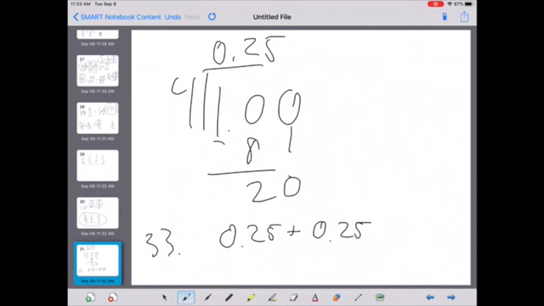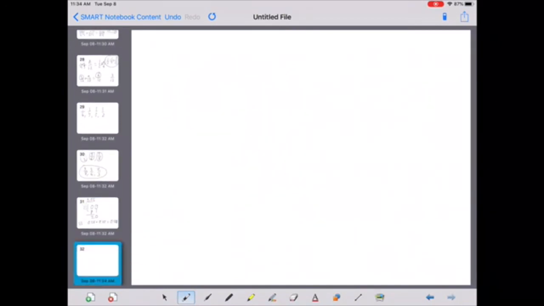So now for 33, my blanks look like this. 0.25 plus 0.25. What's 25 plus 25? It's 50. So it equals 0.50. If you want, you could cross that out. 0.25 plus 0.25 equals 0.5. Said correctly, 25 hundredths plus 25 hundredths equals 5/10.